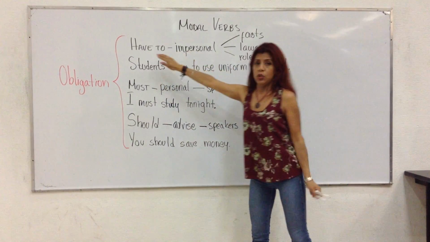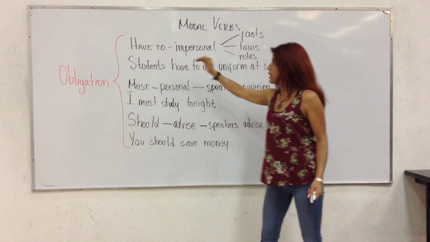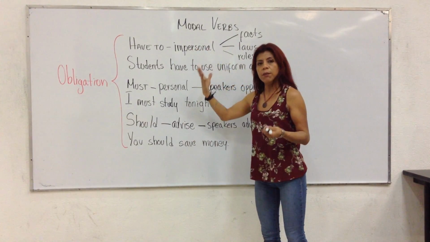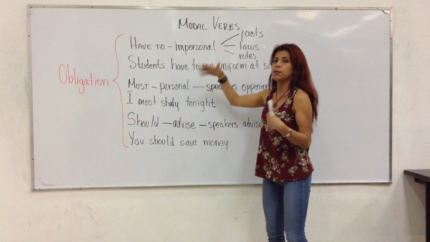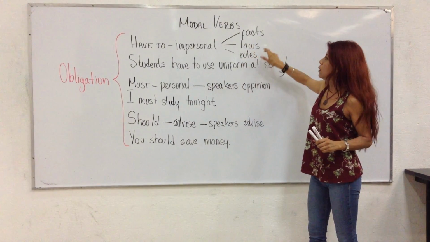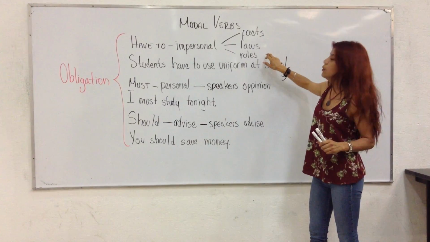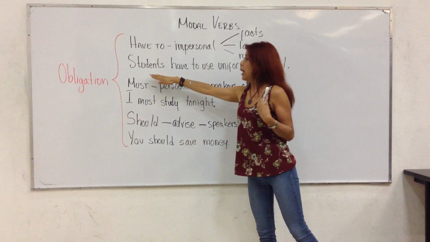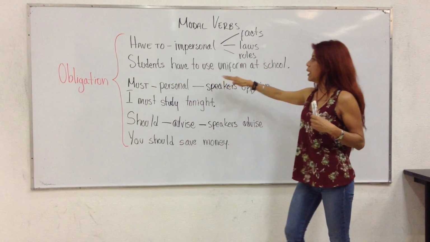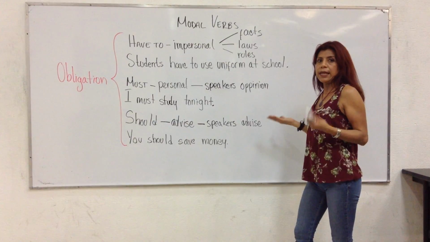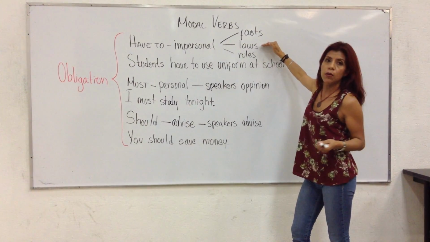So, have to is more impersonal and is used to express an obligation that is determined by a law, by facts, and by some rules. Okay? So here we have an example. Students have to use uniform at school. There is an obligation that is determined by a law.